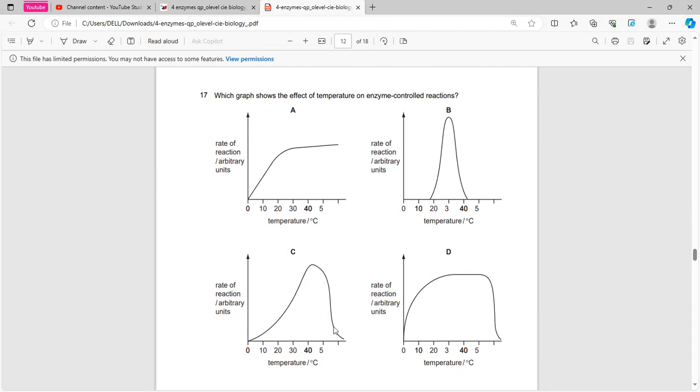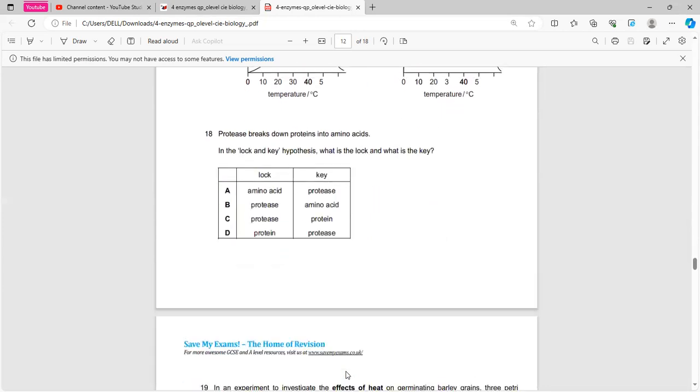So always the curve can be like this. However, the problem with it is that it doesn't show any rise in temperature since 0 degrees. However, the graph has been correctly shown in option C, in which they show that there has been a rise in temperature and a sudden drop after 40 degrees.